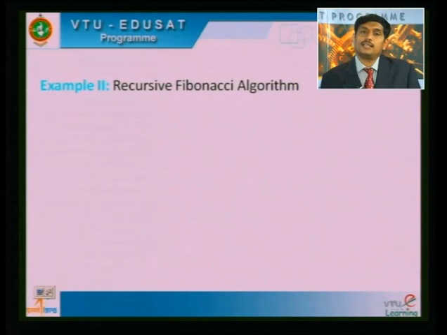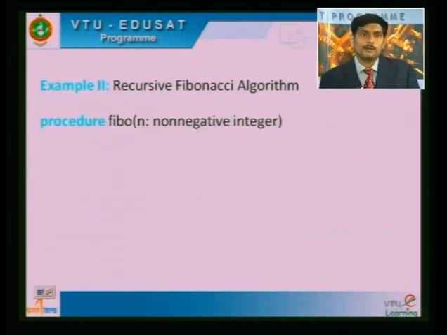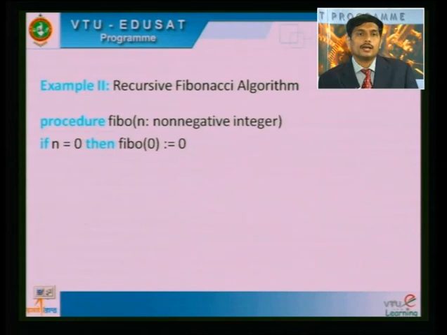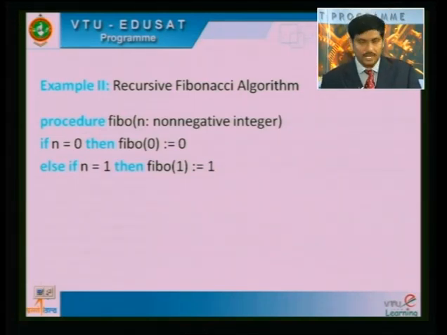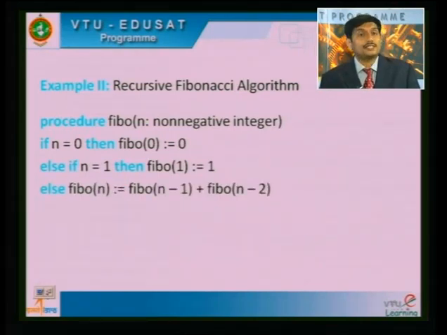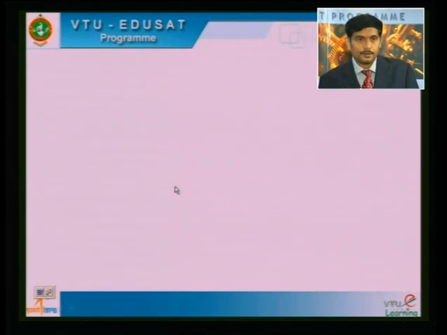Next, you are already familiar with the Fibonacci sequence; that can also be written in the form of a recursive Fibonacci algorithm. What is the procedure? Fibo(n), where n is a non-negative integer. If n equals 0, then Fibo(0) equals 0. Else if n equals 1, then Fibo(1) equals 1. You know that f(0) is 0 and f(1) is equal to 1, and that can be represented in this fashion. Else Fibo(n) is Fibo(n minus 1) plus Fibo(n minus 2). This is the representation in algorithmic form.